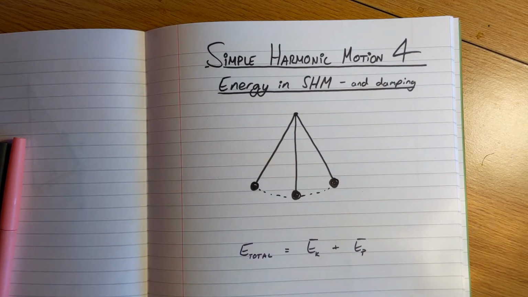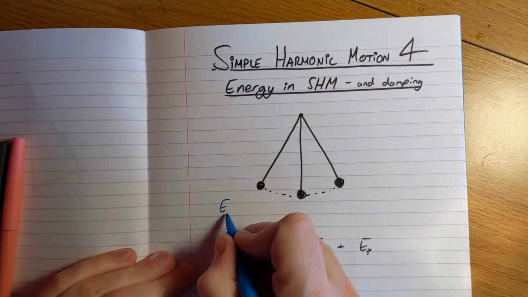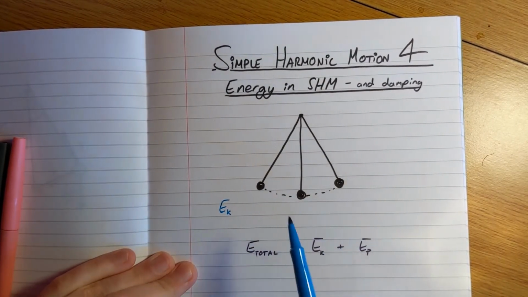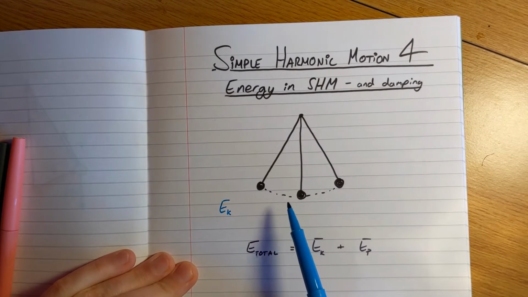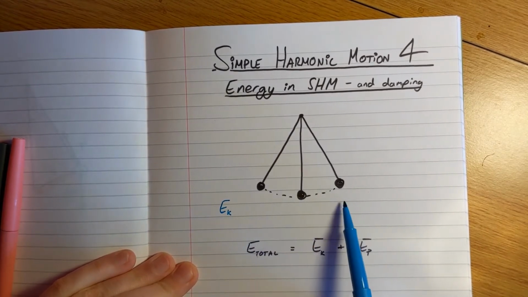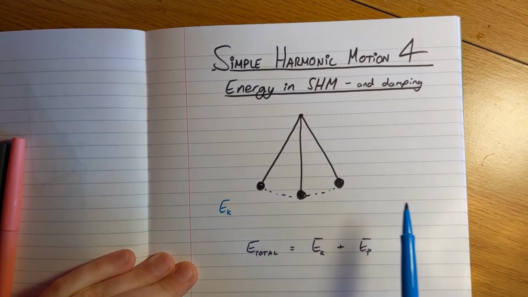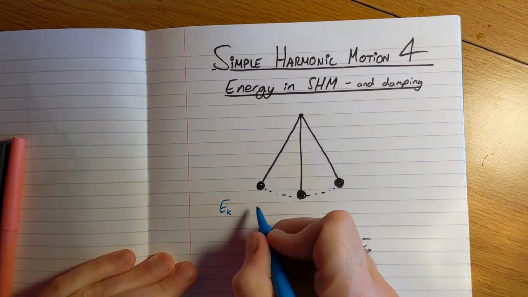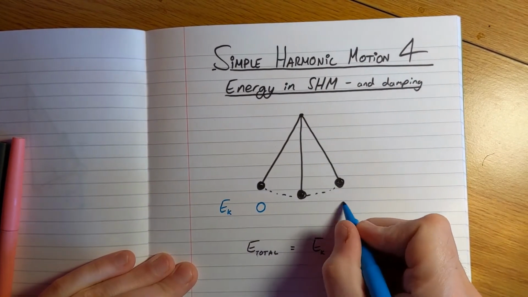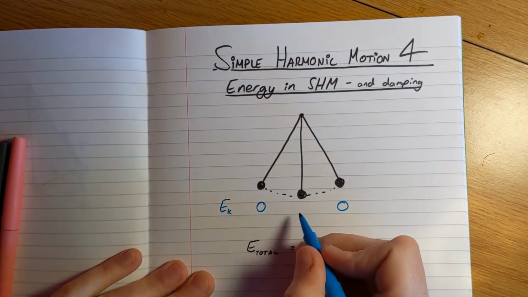So if we look at both of them, let's talk about EK first. So the kinetic energy here and here, so at the maximum and minimum of the oscillation, or the two extremes, is going to be zero. And it's going to be zero there as well. And then here it's going to be at its maximum.